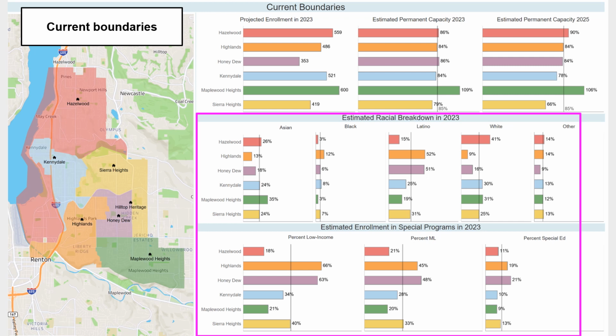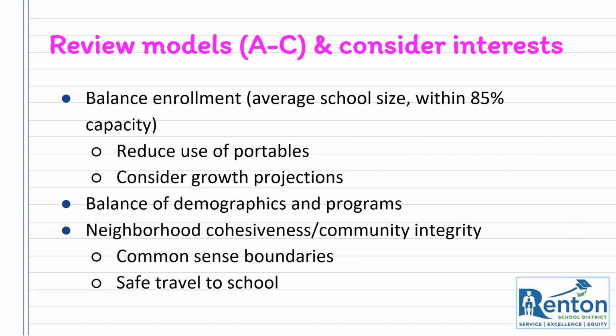The other section of the boundary proposal to look at is the estimated racial breakdown for 2023 and estimated enrollment in special programs for 2023. What you will be looking at are 3 models, A, B, and C, to review and then consider the interests. Again, the interests are balancing enrollment, balancing demographics and programs, and thinking about community integrity.